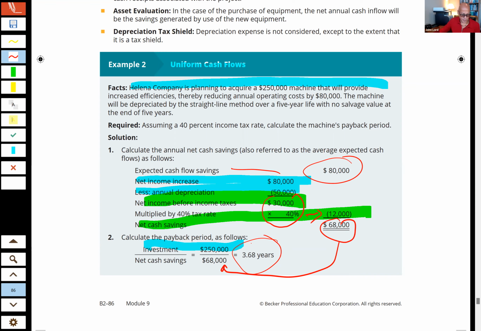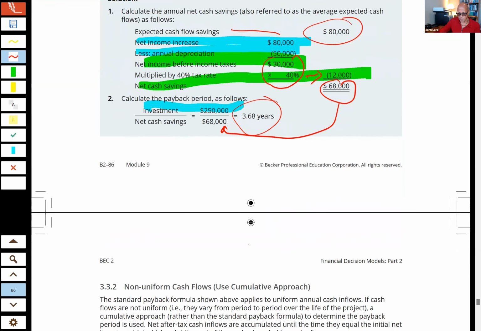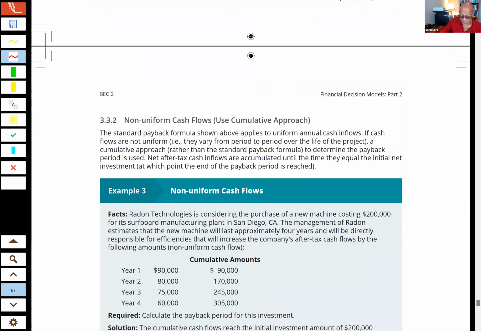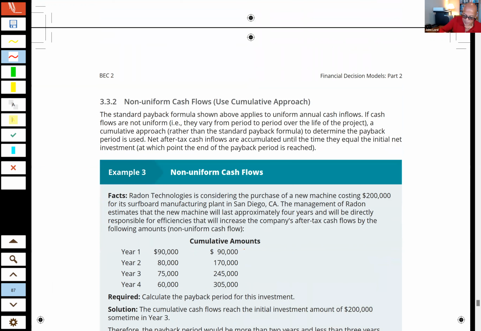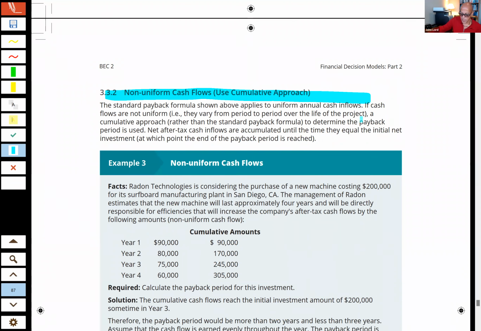Now, the limitation here is pretty obvious in that it's assuming that we're going to be getting this 80,000 nice and even each year. Well, that may not be the case, and often it's not the case when you start to consider non-uniform cash flows, uneven. So they tell us, well, you could take this cumulative approach. And so let's just take a look and see what happens.